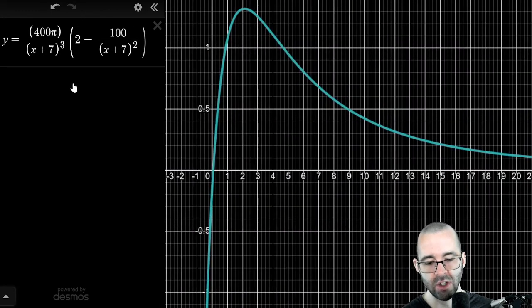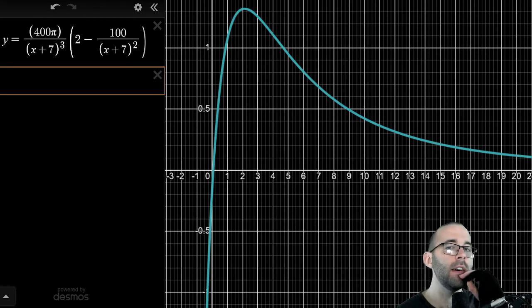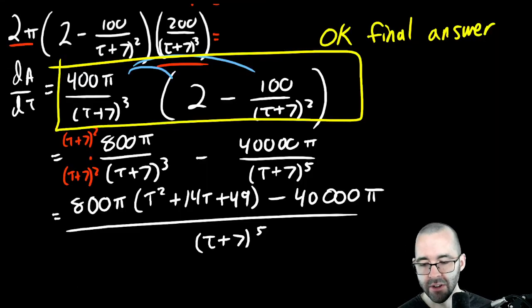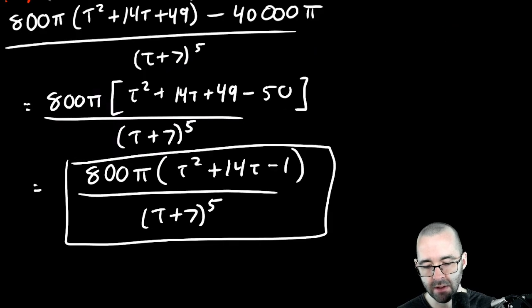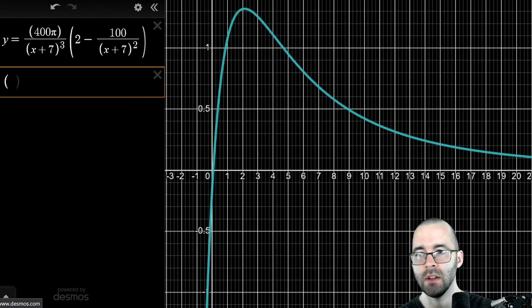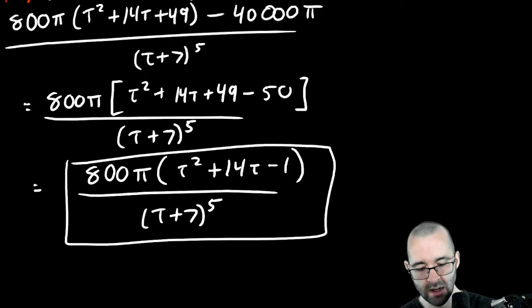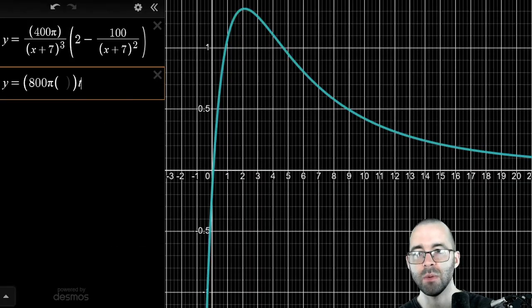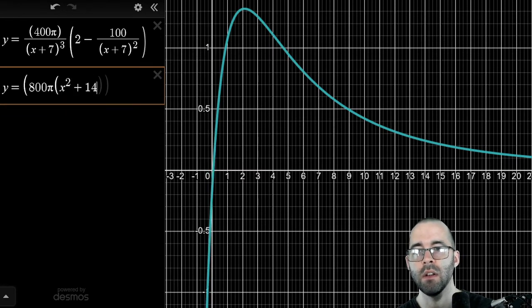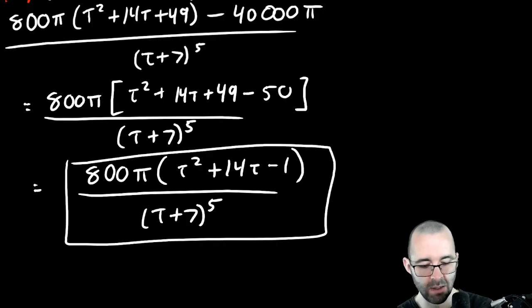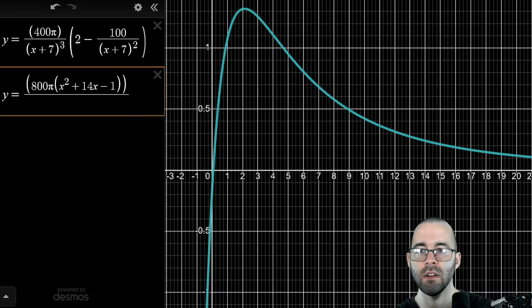All right, this is the rate of change of the area with respect to time. And then we can graph our simplified version and see if it's the same thing. 800 pi times t squared plus 14t minus 1, all divided by t plus 7 to the 5th.